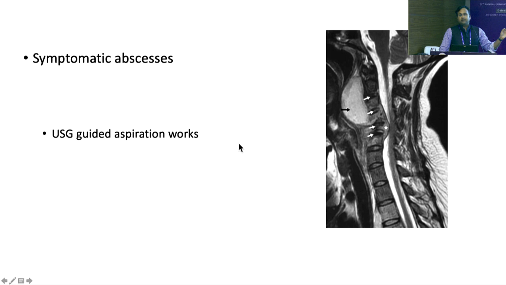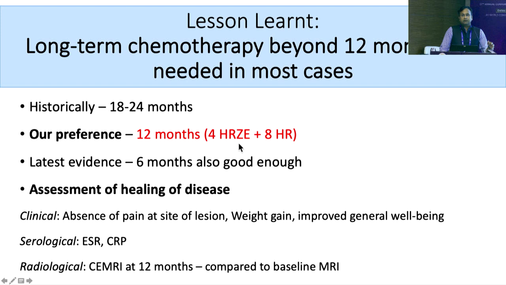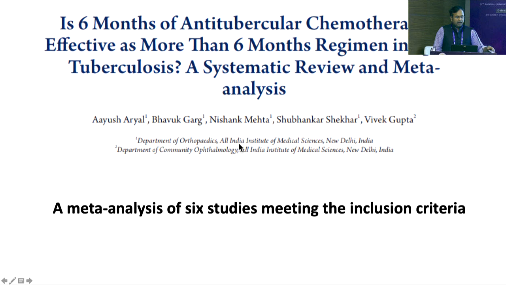Our preference is to put them on 12 months of ATT. The latest evidence is that 6 months could be enough in some cases, but again, you have to go for all clinical, laboratory, and radiological things. And this is a meta-analysis we published that the 6 months can be enough also.